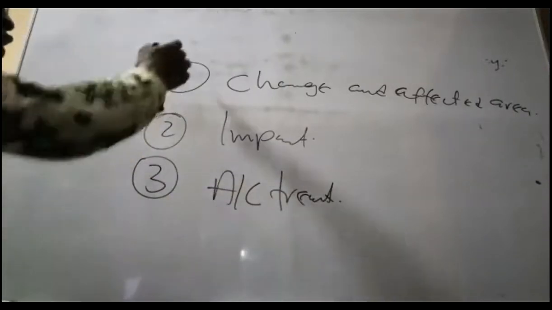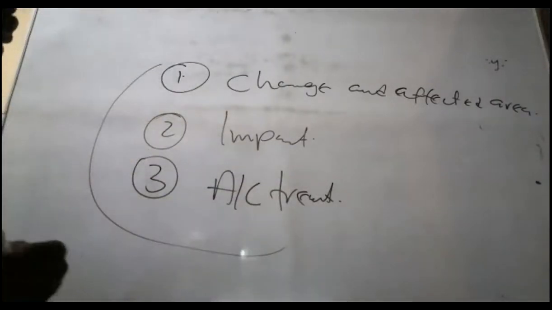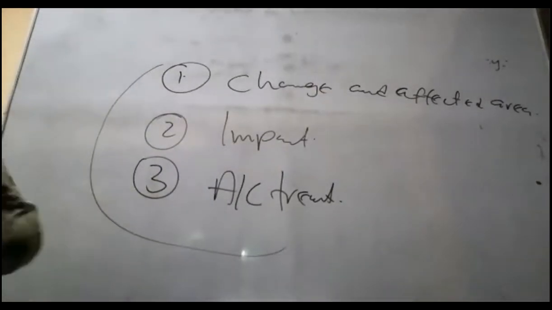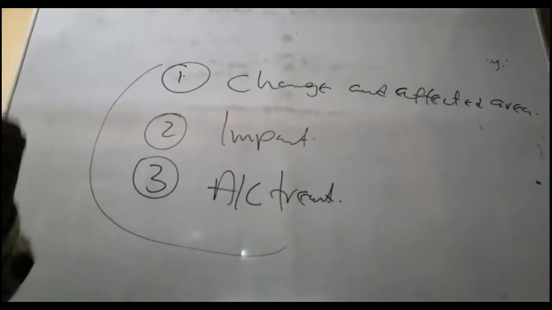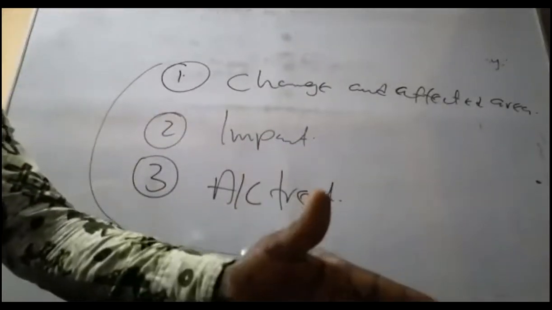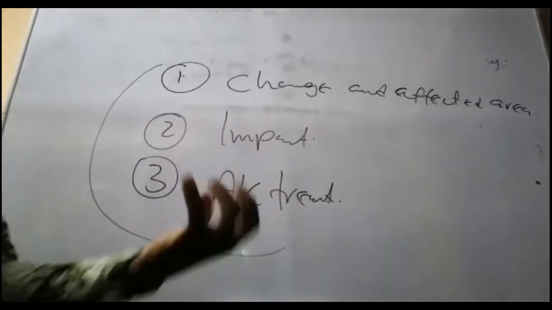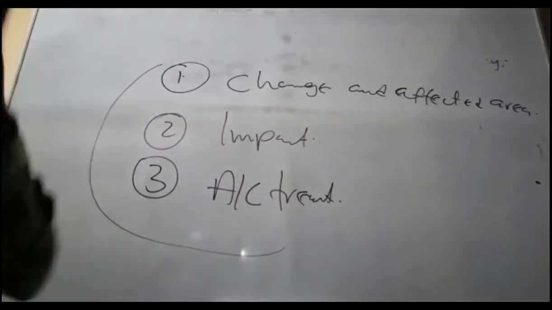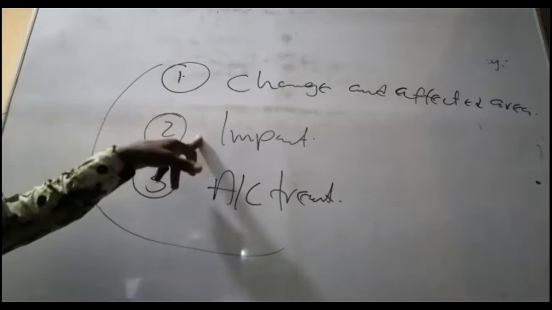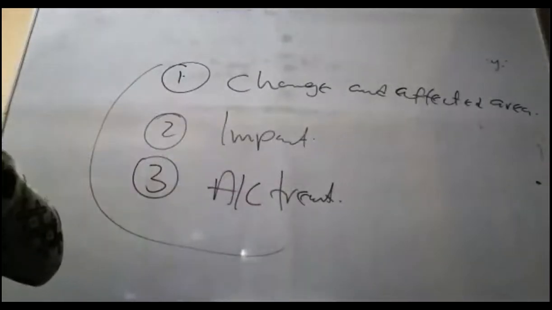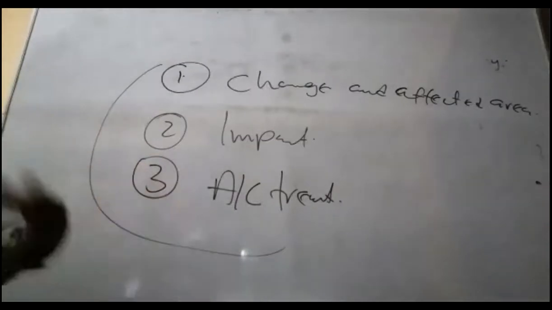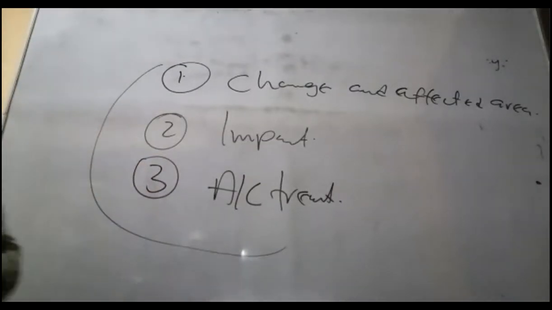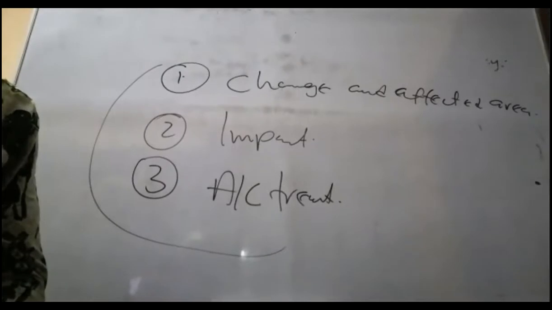So anytime you are solving accounting policy, first know the change and affected area. It will affect cost of sales, gross profit, and any other item that depends on gross profit. That is all. Then number two, tell us the impact. What will be the impact? Number three, what is the accounting treatment? That is all. So that's how we're going to solve this question.